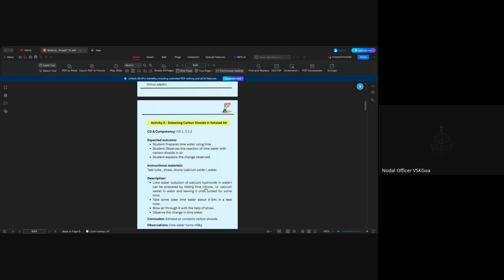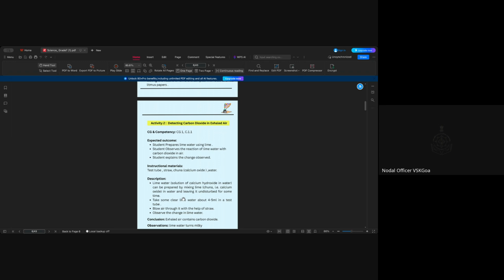For this case, you require the lime water which they need to prepare. So you can give them calcium oxide powder, which they are going to put in water, and they are going to make the lime water, and it needs to be kept for a certain time undisturbed so that it gives us a clear solution. After that, a student in a group will take 4 to 5 ml in a test tube, and then, as this activity was done by you in previous classes also, they are going to blow air into it with the help of a straw or a bent tube, and they are going to observe the change in the lime water.